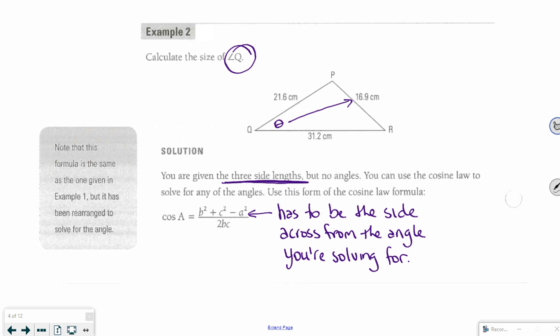If I don't do that, if I put, say, 31.2 as my side A, what I'm actually going to solve for is this angle over here, angle P. So whichever side I put in as my A in the formula, I'm going to solve for the angle directly across from it. So if I want angle Q, I have to make side A the side straight across from it, the 16.9.